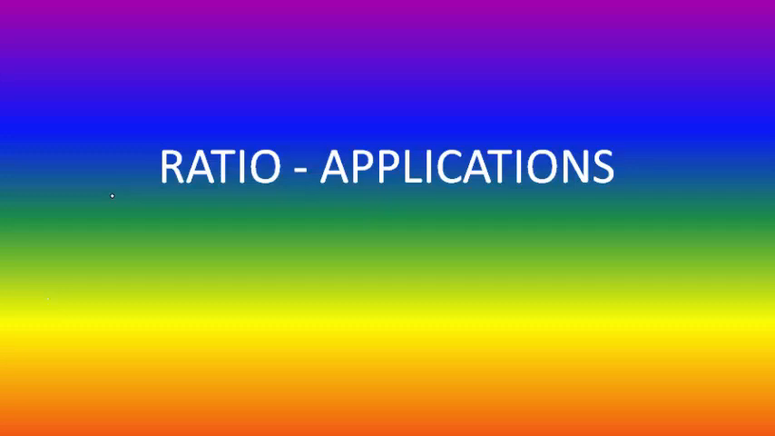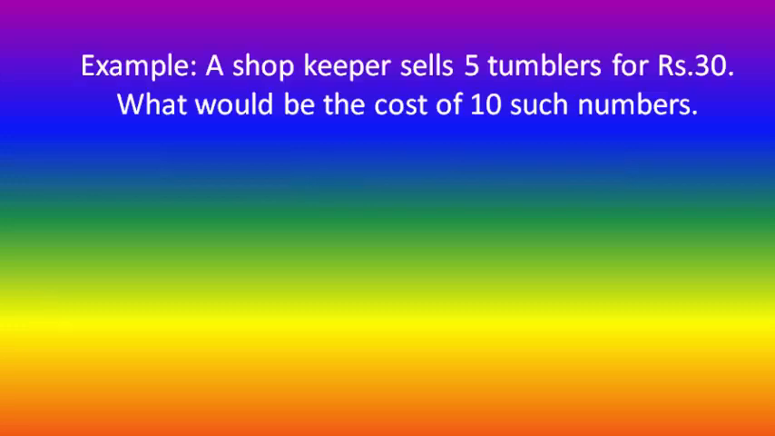Today we will learn some examples in ratio applications. First example. A shopkeeper sells 5 tumblers for 30 rupees. What would be the cost of 10 such tumblers?